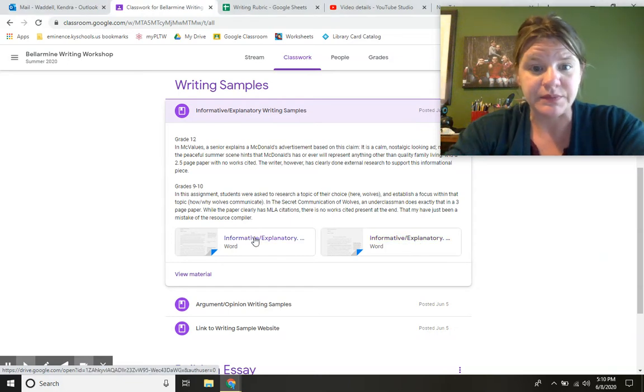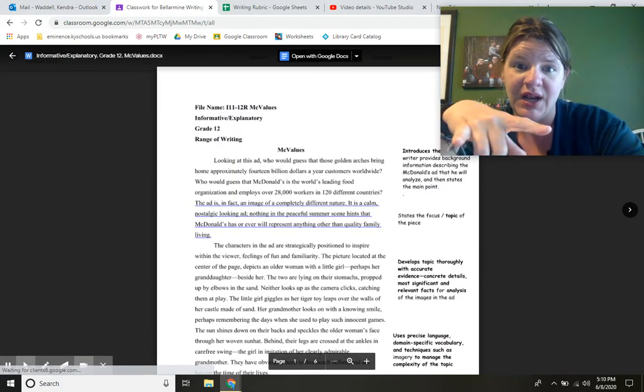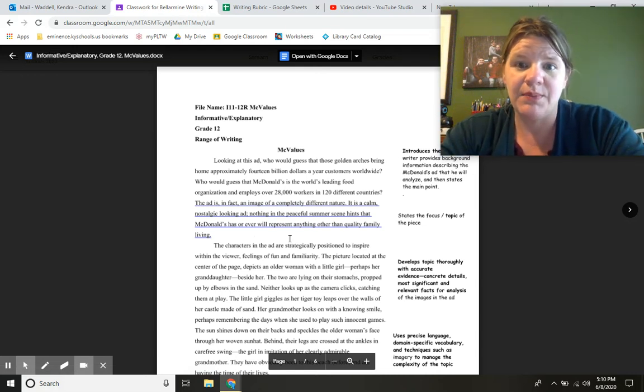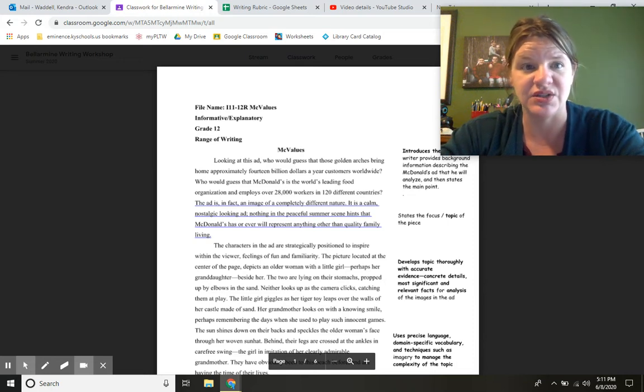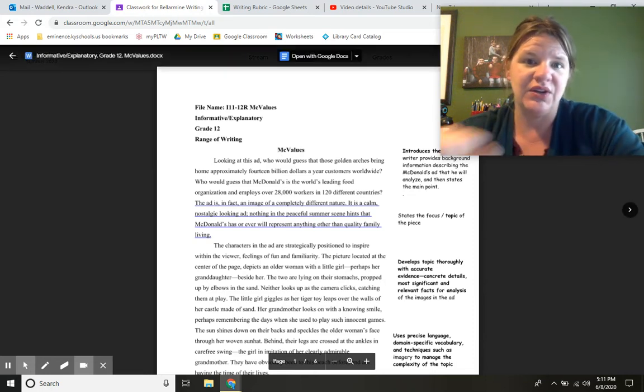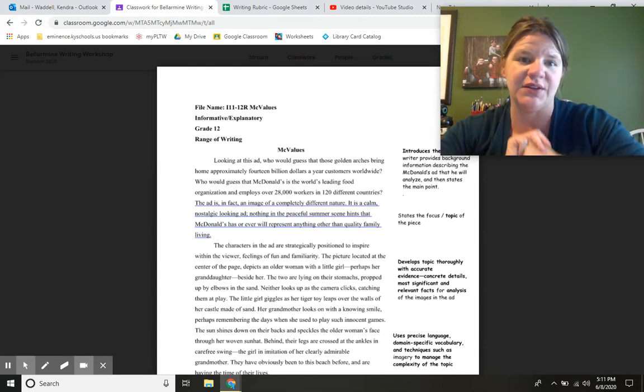So what I like about Achieve the Core is not only do they have the paper that the student wrote, but then over here on the side is an annotation explaining why this works, why this is good. This is the McValues paper. So this is grade 12. This is a senior explaining an advertisement. Let's just read a paragraph together.